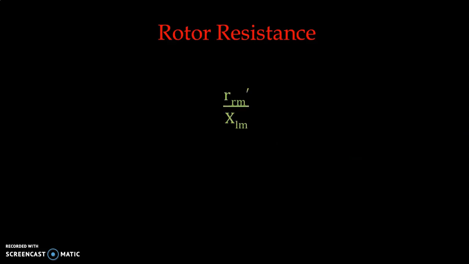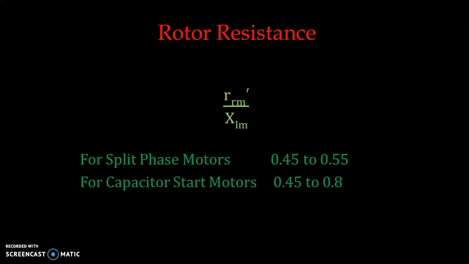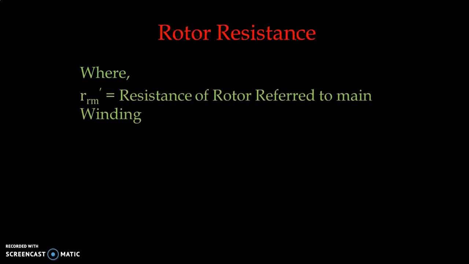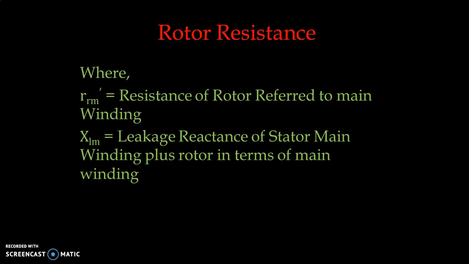But this ratio is very important. It is very significant, and the ratio is RM dash divided by XLM. For commercial split phase motor, the ratio is selected between 0.45 to 0.55. And for capacitor start motor, the ratio can be selected as 0.45 to 0.8. Where RM dash is the resistance of the rotor referred to main winding, and XLM is the leakage reactance of stator main winding plus the rotor in terms of main winding. So this ratio is very important while deciding the rotor resistance, and ultimately it depends on the requirement of the starting torque.